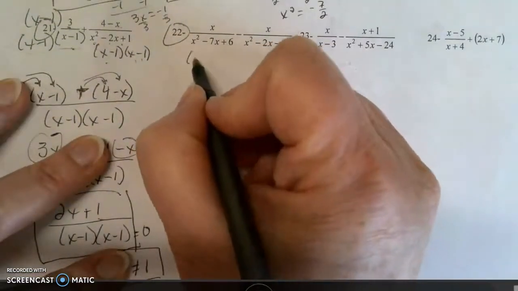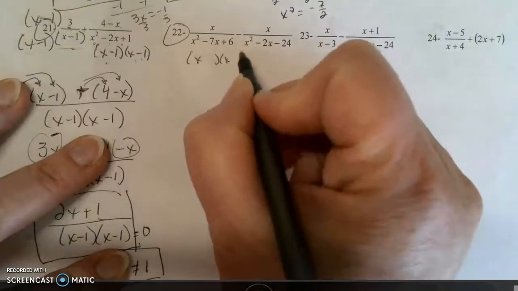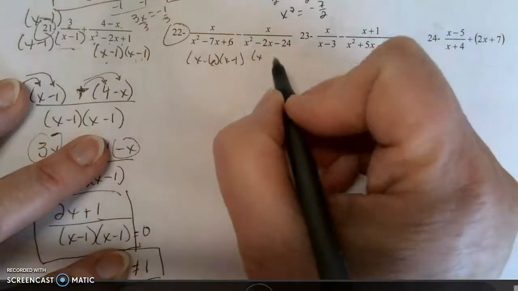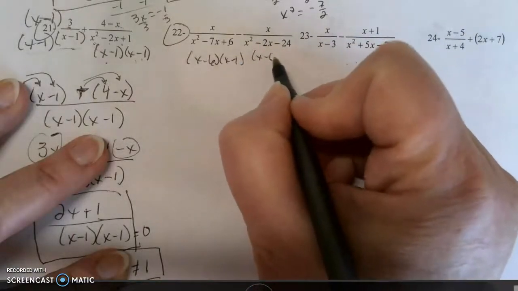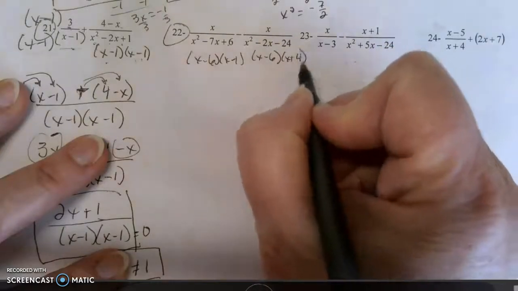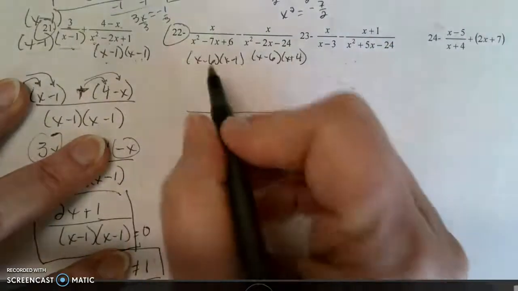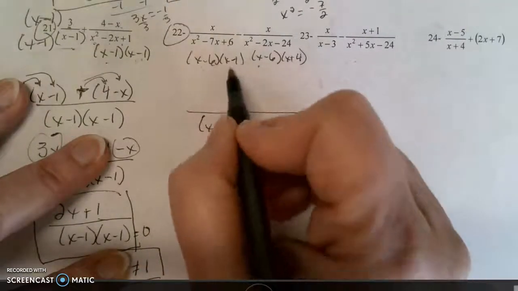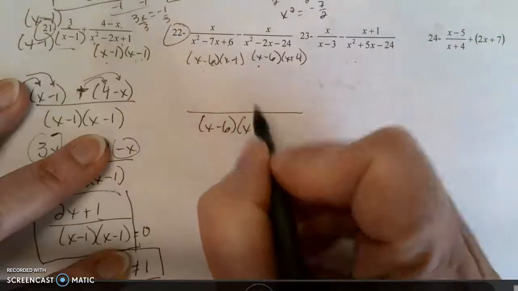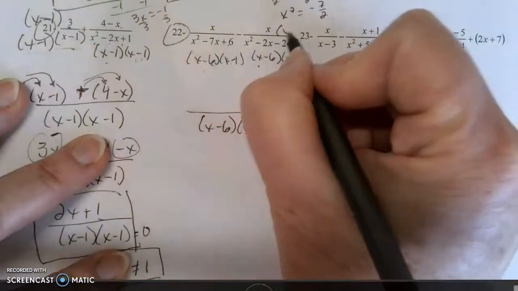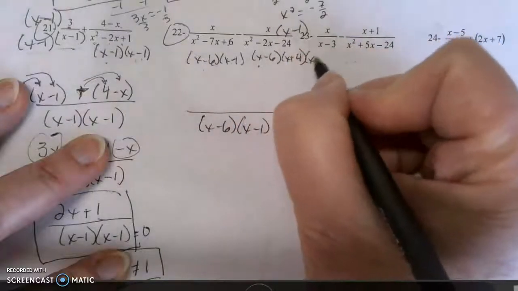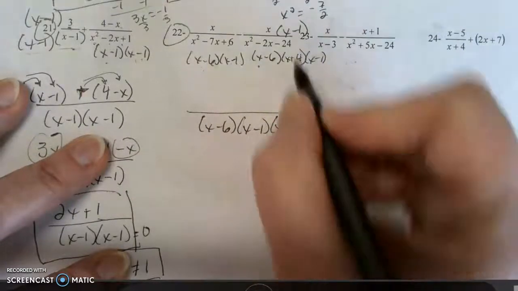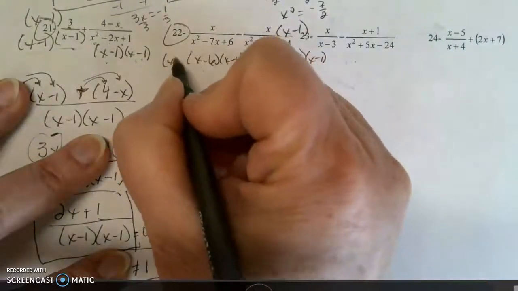So let's see. I'm going to factor. Same sign. Okay, so for my common factor, I need x minus 6. I've got that in both of them. I need an x minus 1. I have that in this one, so I need it in this one. And I need an x plus 4. I have it in this one. I need it in this one.